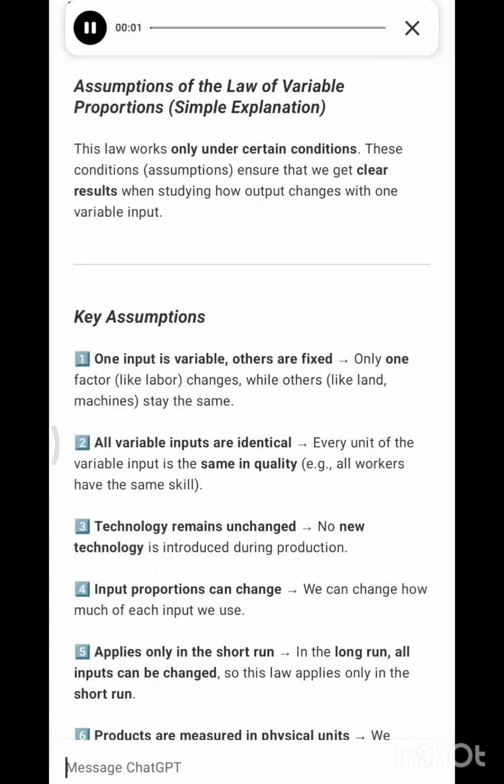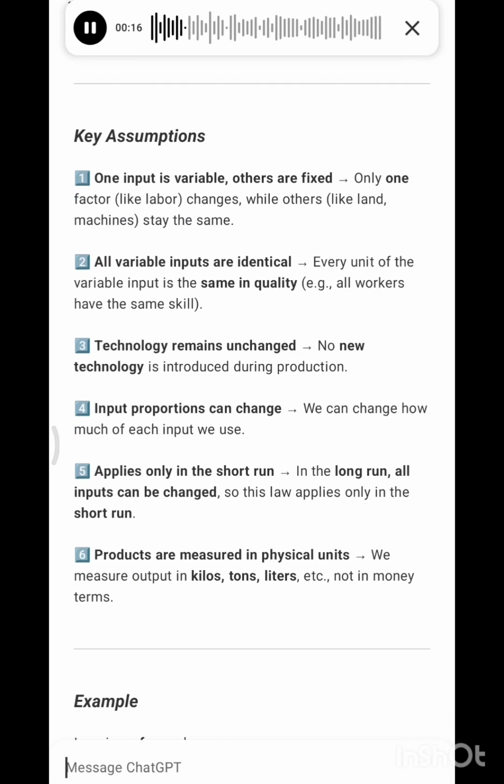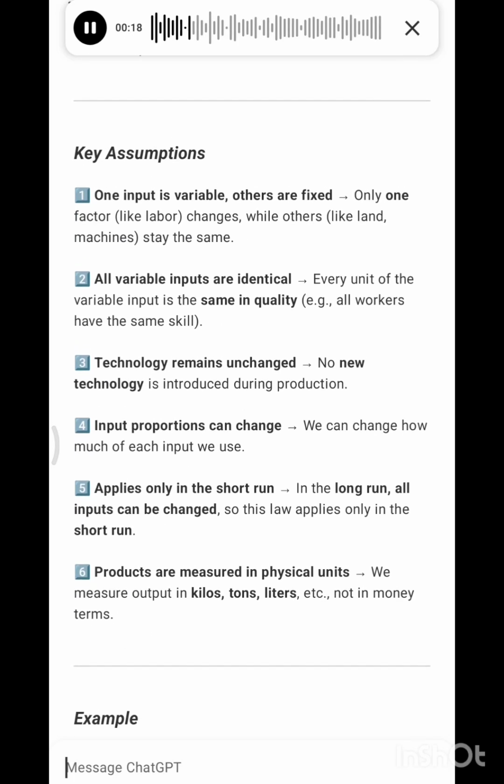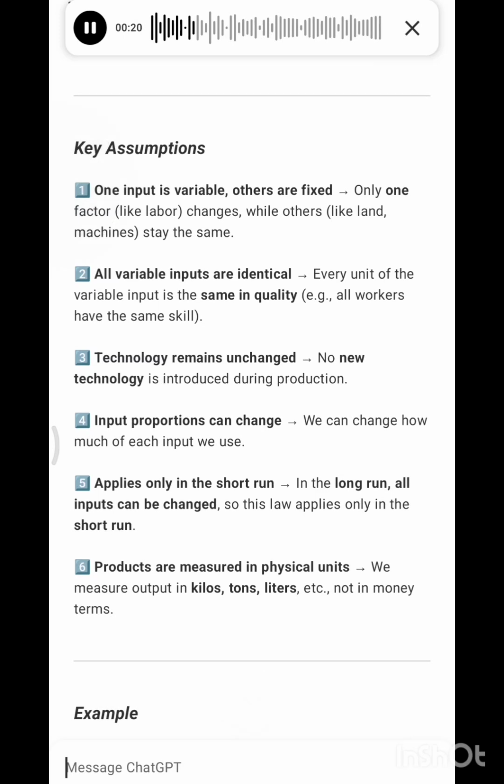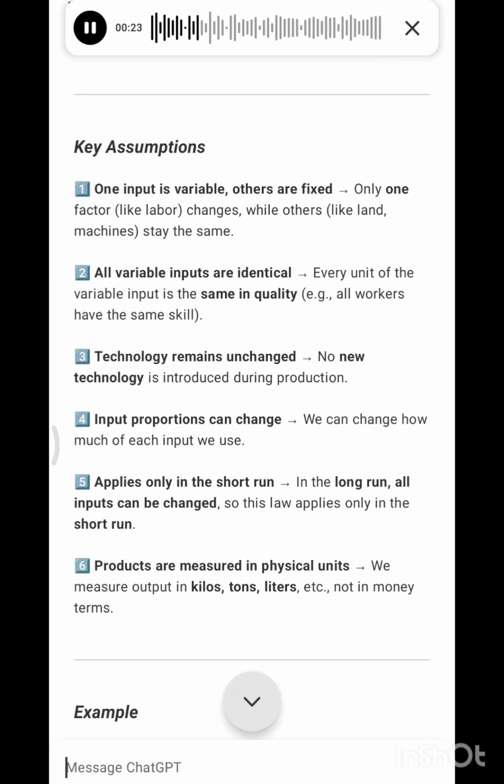Assumptions of the law of variable proportions, simple explanation. This law works only under certain conditions. These conditions, assumptions, ensure that we get clear results when studying how output changes with one variable input. Key assumption: 1. When one input is variable, others are fixed. Only one factor, like labor, changes, while others, like land, machines, stay the same.